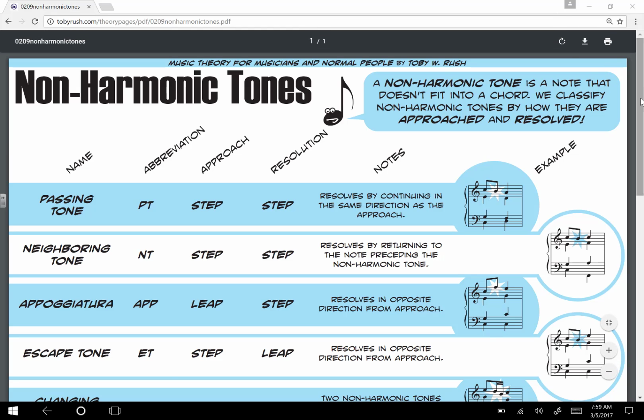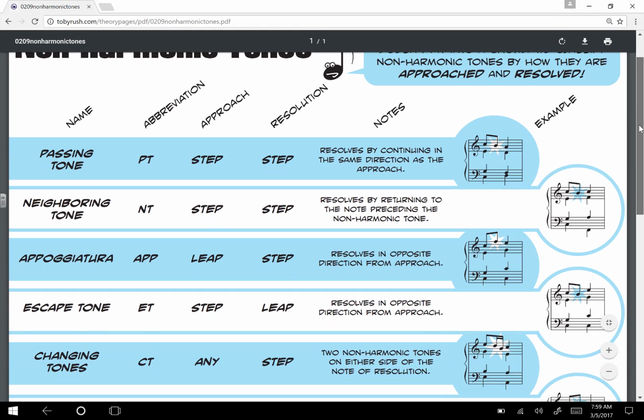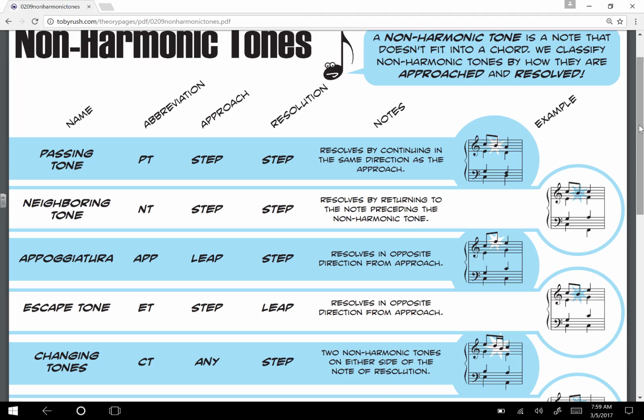Next up is our escape tone. Escape tone is abbreviated ET. It's approached by a step and resolved by a leap. Special notes for the escape tone: it resolves in the opposite direction from the approach. In this musical example, the B is the escape tone. Let's listen. Again.